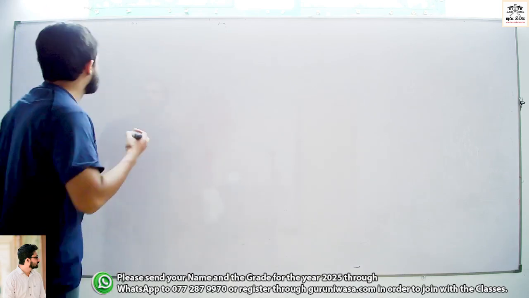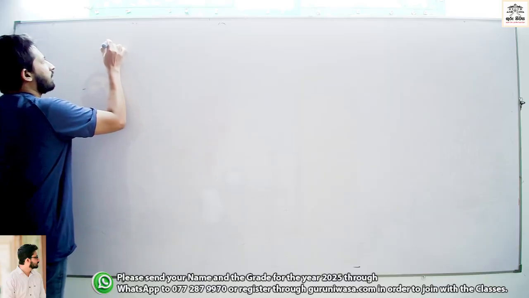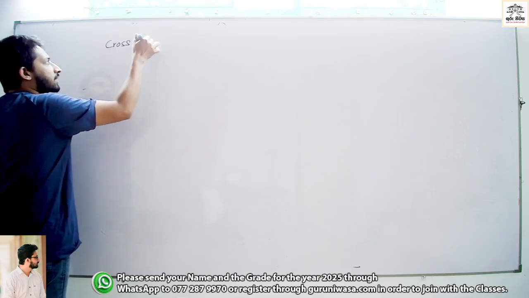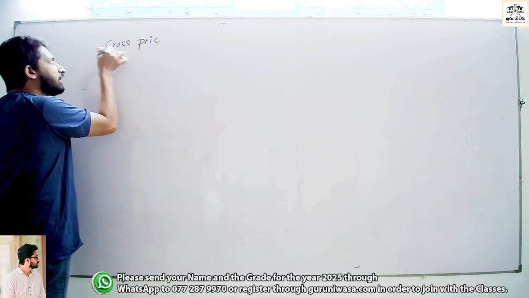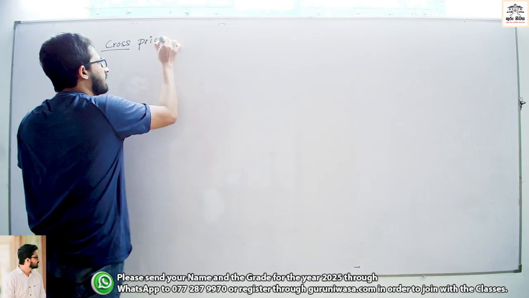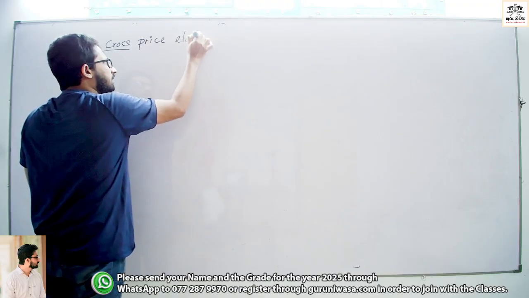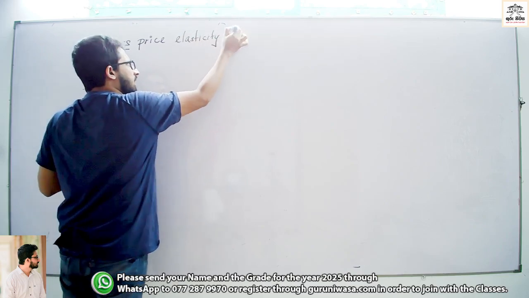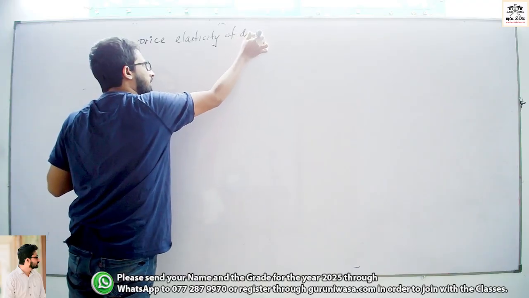The lesson is cross price elasticity of demand. Cross price means between two products. Cross means what? Between two products, right? Because it is the demand of one product and the price of another product. Cross price elasticity of demand.